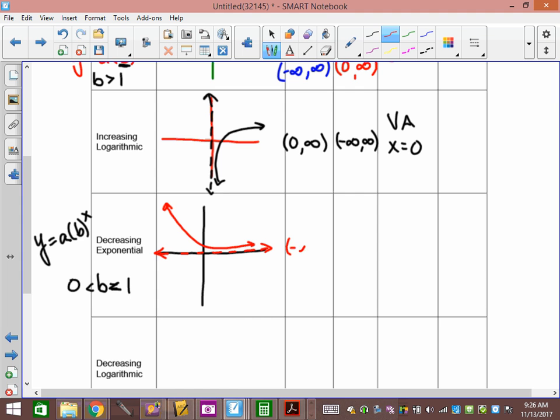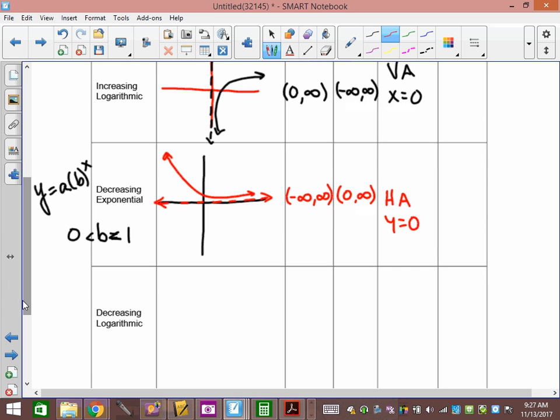My domain is negative infinity to positive infinity, and my range is 0 to infinity. And I still have a horizontal asymptote at y equals 0. The increasing and decreasing in this case, because I drew them both very similar with the same asymptotes, nothing changed in those other three columns, right? And the decreasing logarithmic starts here.